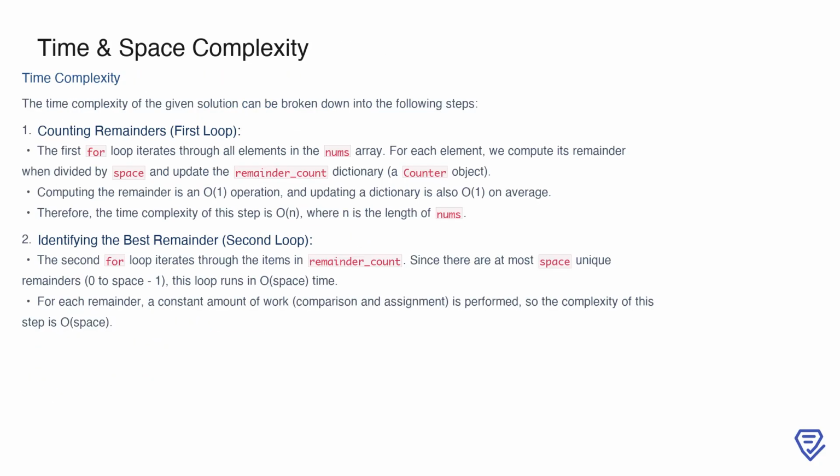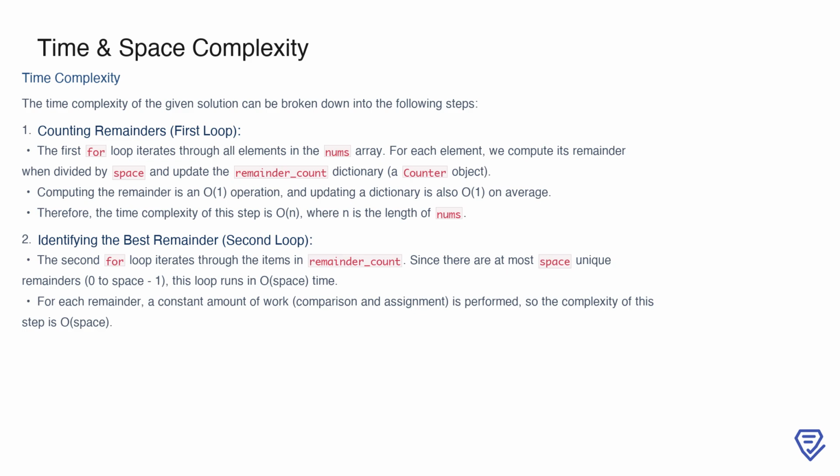Here, we analyze the time complexity of the solution by breaking it into 3 main steps. First, in the counting remainders step, we loop through all elements in the nums array. For each element, we calculate its remainder when divided by space and update the remainder_count dictionary. Both the remainder calculation and dictionary update are constant time operations. Since this loop processes each element in the array exactly once, its time complexity is O(n), where n is the length of nums.